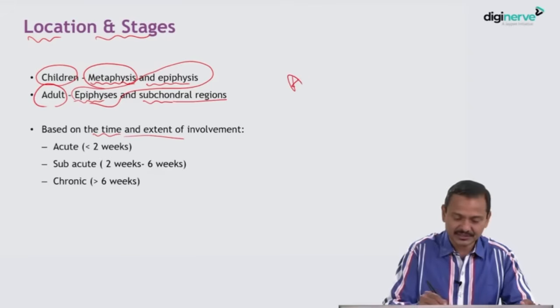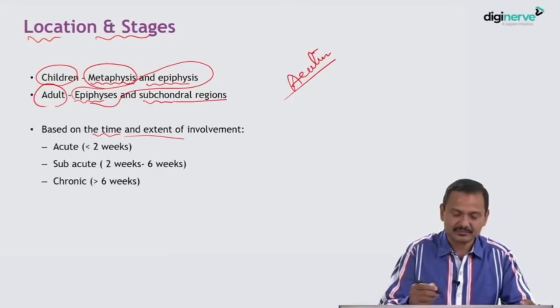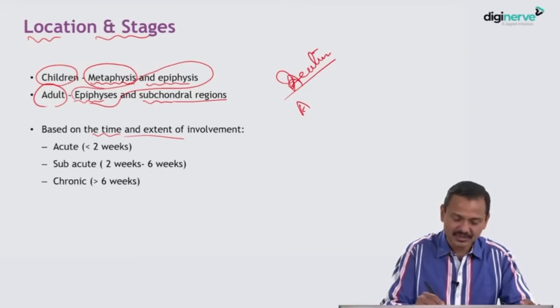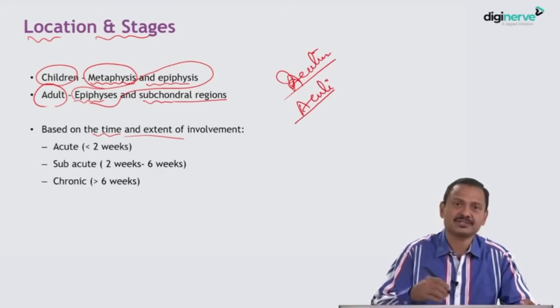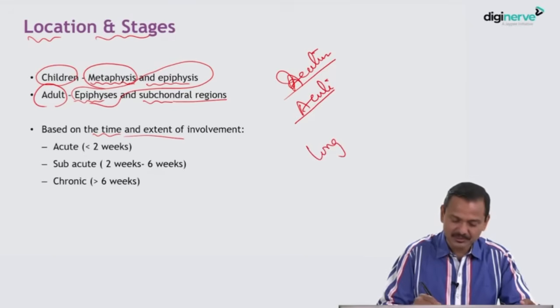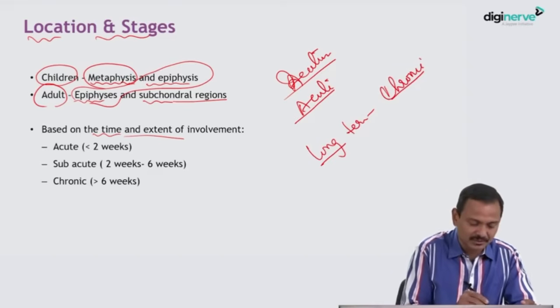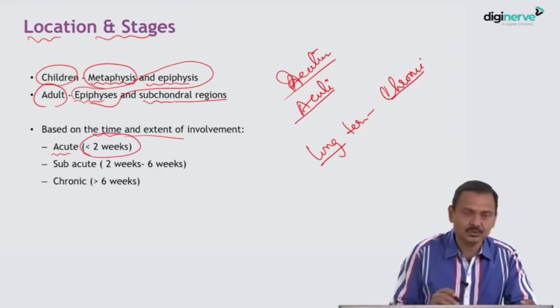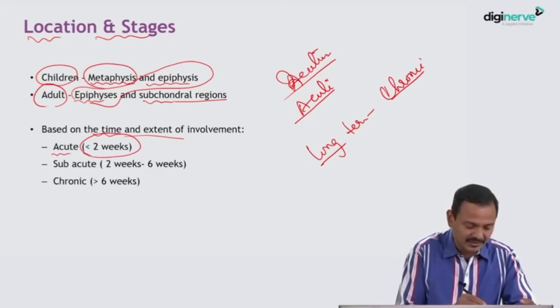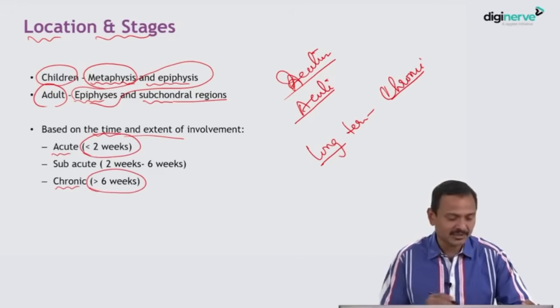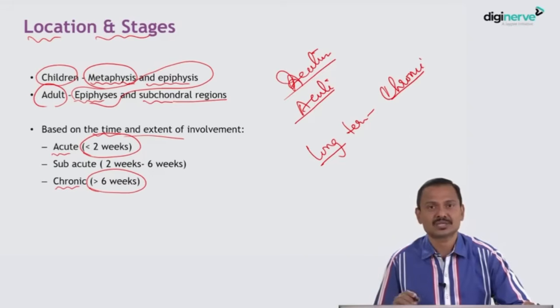That was based on the location. Now based on time and extent. Any infection, when it manifests early, is called acute. And the same infection, when it progresses to long term, is called chronic. In between comes subacute. Any infection that is less than 2 weeks is called acute osteomyelitis, whereas chronic is anything greater than 6 weeks, and in between is subacute, that is 2 to 6 weeks.